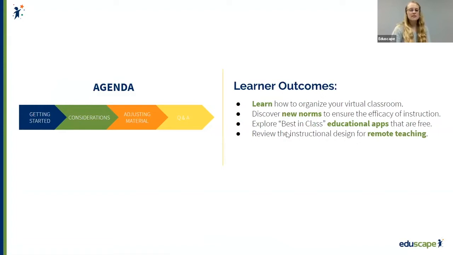Before we get started with today, we're going to go through our agenda and our learner outcomes. We're going to start the presentation with getting started. Some of you maybe have already started your remote learning or online platform. Some of you maybe haven't, or maybe you're doing a mix where you're starting with review with students. We're going to take a look at what considerations or what you may want to try or know when you're building that online classroom or as you're continuing to develop it.